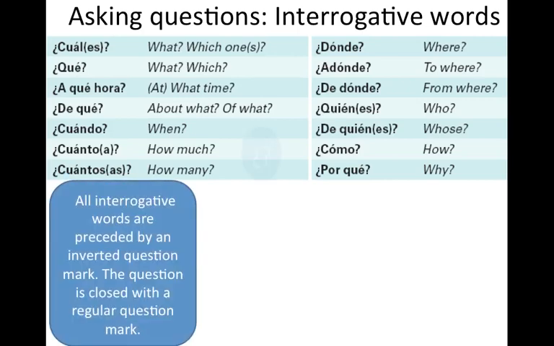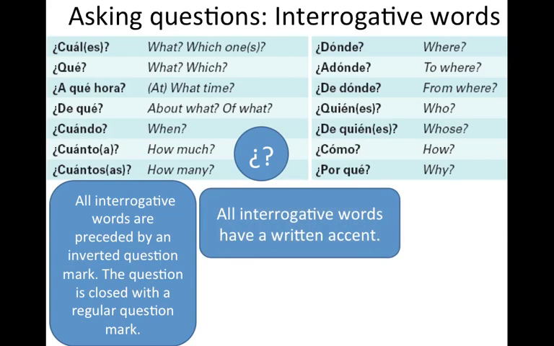A few rules about interrogatives. All interrogative words, all question words, are preceded by an inverted question mark. The question is closed with a regular question mark. So remember that when you're writing, you must put the upside down question mark at the beginning. In addition, all interrogative words have a written accent. It can actually change the meaning of the word without the accent. For example, it's that which I want. Es lo que quiero. Que without an accent in a sentence changes the meaning to that. Very important that you include the accent on the syllable that has the stress.